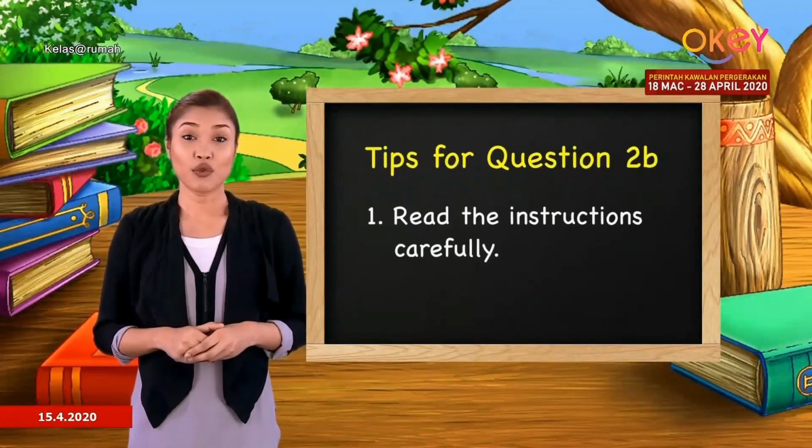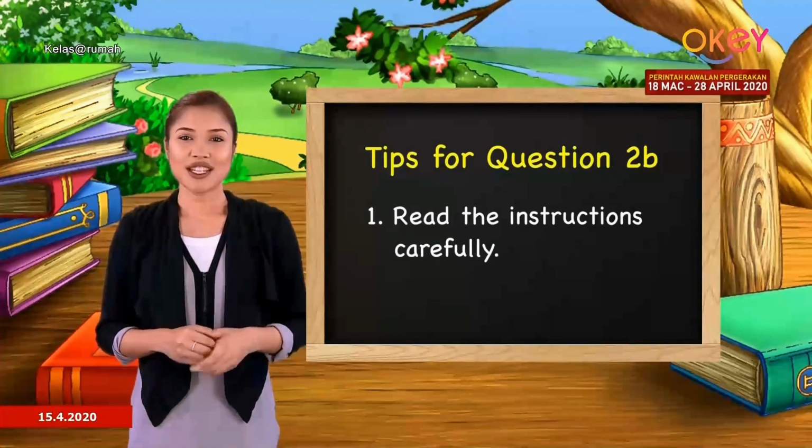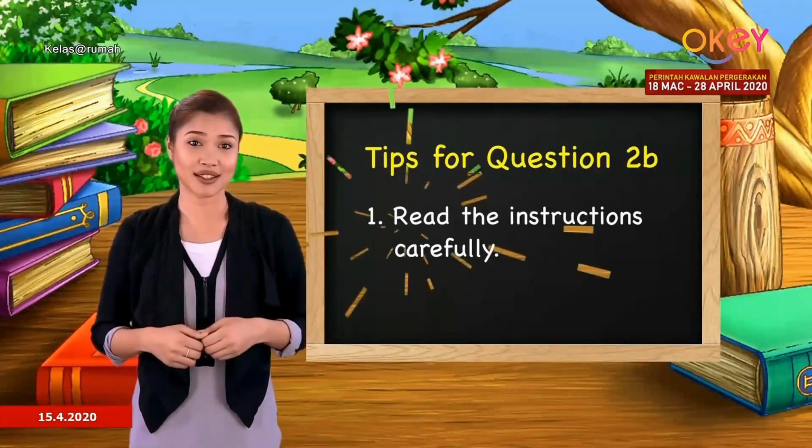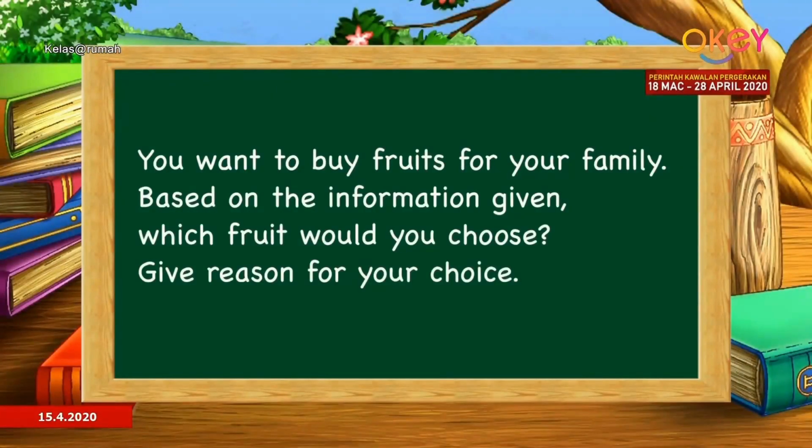Number 1. Read the instructions carefully. Reading the instructions is very important because the question requires you to complete certain tasks. For example, the instructions for the 2014 paper sounded like this. You want to buy fruits for your family. Based on the information given, which fruit would you choose? Give an answer for your choice. See? The instruction is very specific. Your task is to choose a fruit out of the 3 options for your family. So this will affect how you write your reasons.